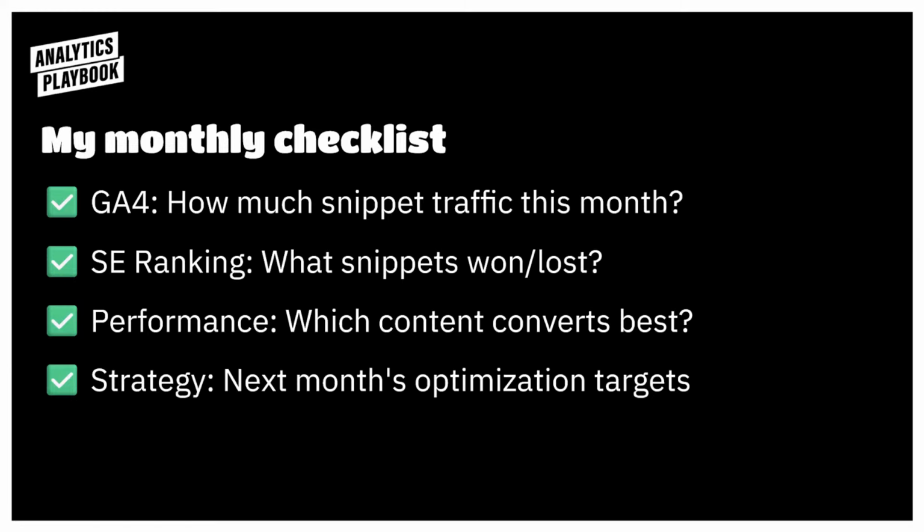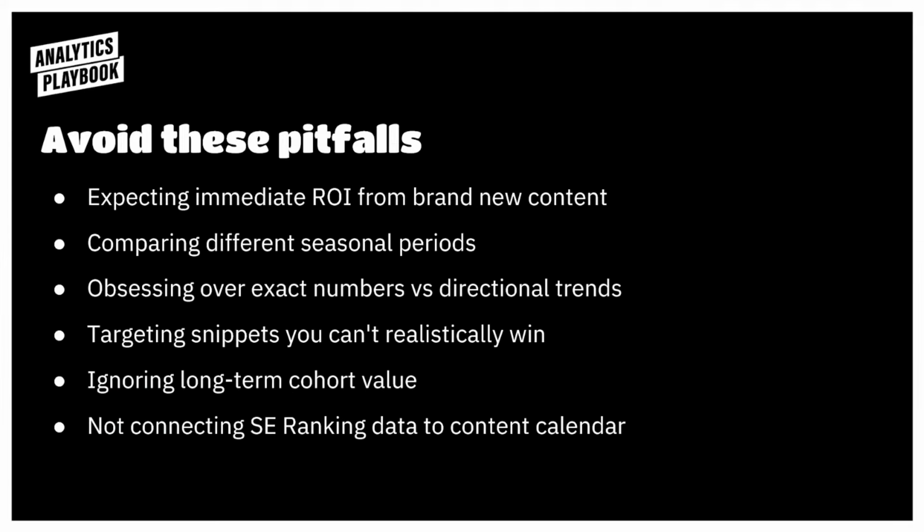So my monthly checklist is how you turn this analysis into ongoing business value. It's a monthly review process that connects your GA4 performance data with your SE Ranking keyword intelligence. Every month I'm looking at 4 things: how much snippet traffic, what snippets were won or lost, which content is converting best, and then I determine next month's optimization targets. You're really creating a feedback loop where your performance data informs your content strategy and so on.